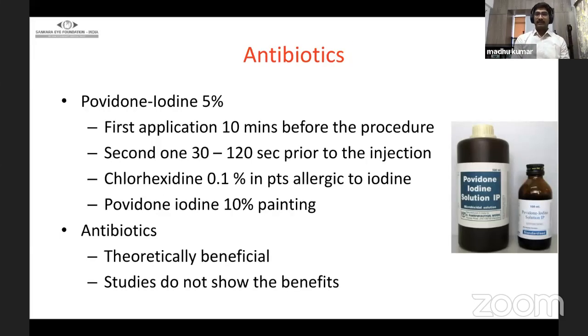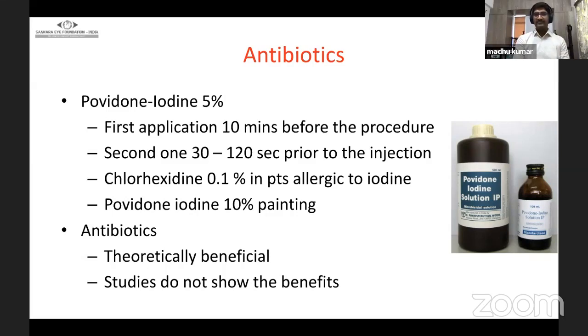So coming to the antibiotics, do we need to give pre-injection antibiotics for these patients? What studies suggest is that antibiotics are theoretically beneficial, but randomized controlled trials have not shown those benefits. So what is recommended is povidone iodine; 2.5 to 10% has been tried, and what is recommended is the 5% povidone iodine eye drops. The Western guideline says one drop at least 30 seconds to 120 seconds prior to the injection is enough.